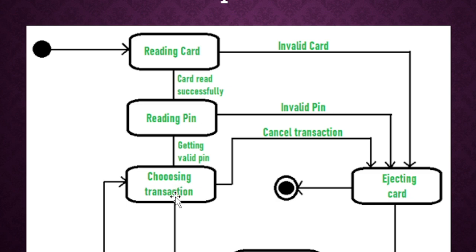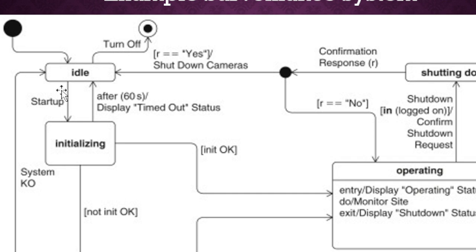And at the same time, at the choosing transaction, you might realize that you will not go for any transaction, or you want to cancel the transaction. So you cancel the transaction and you eject the card. So you see that various transitions have been captured, and that is the end of the transaction, which is represented here with this symbol. So this is another good example of a state transition.